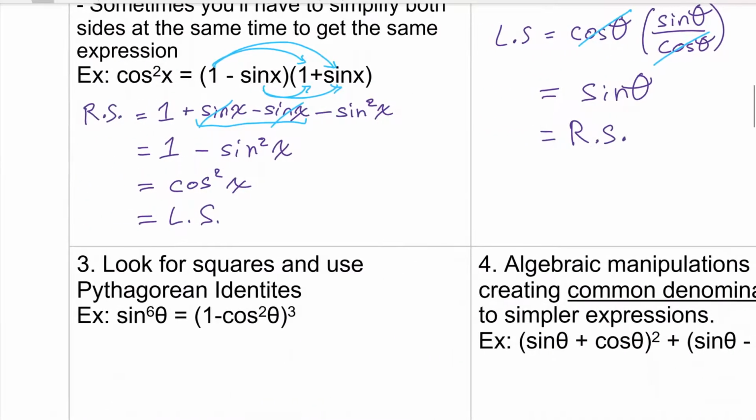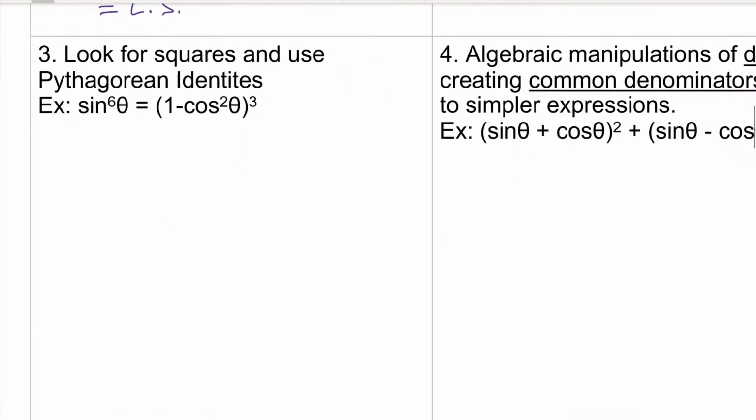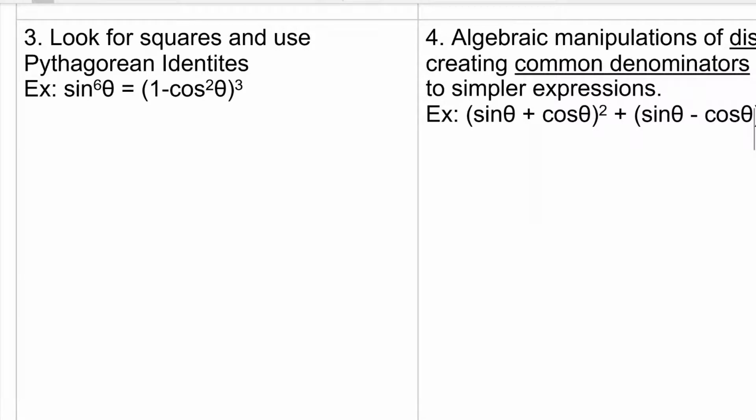Okay, moving on. I've got my third strategy, which is to look for squares and use the Pythagorean identities whenever possible. So here in my example, I have sine to the 6th theta equals 1 minus cos squared theta, cubed. So sine to the 6 theta, that is just one term. So I'm going to start with the more complicated one that has two terms, and that's being cubed. So I'm going to start with my right side over here, and that's just equal to 1 minus cos squared theta cubed.